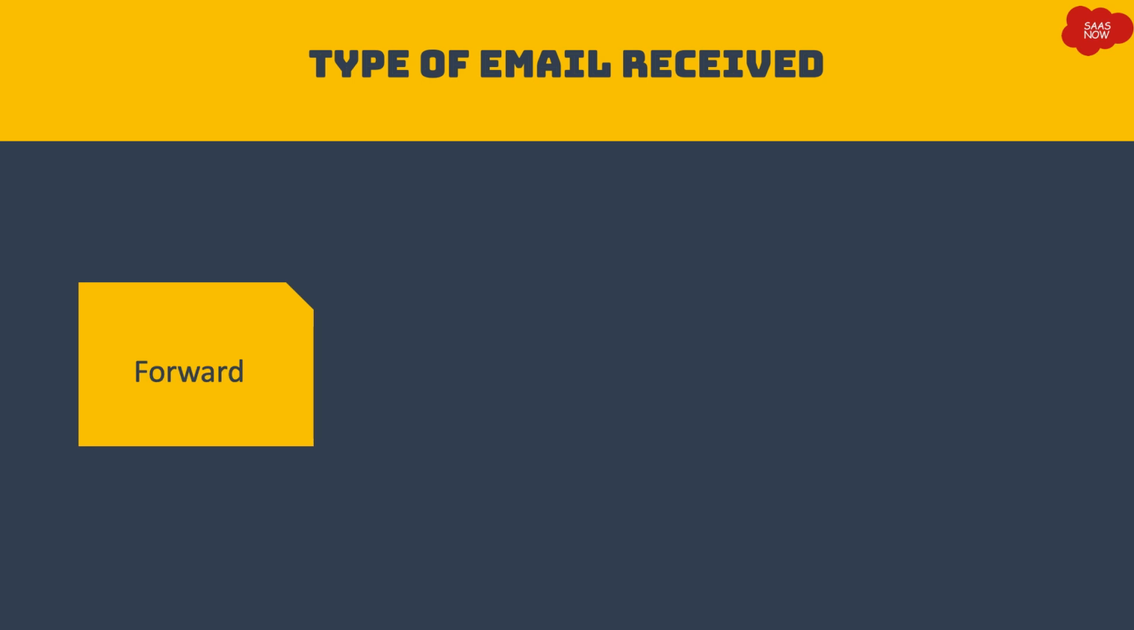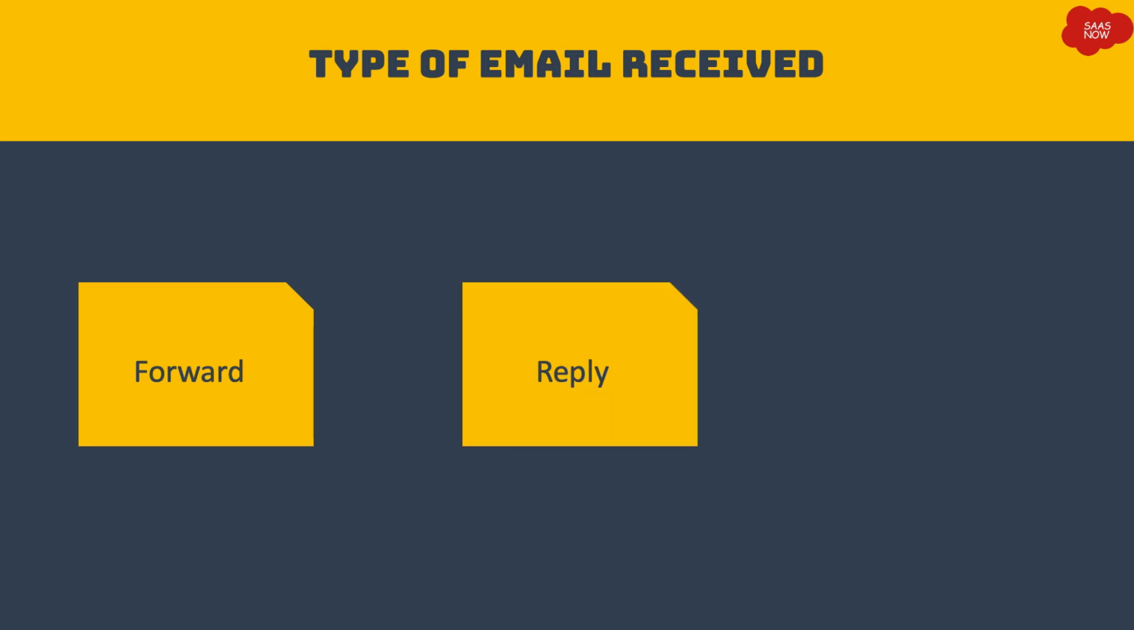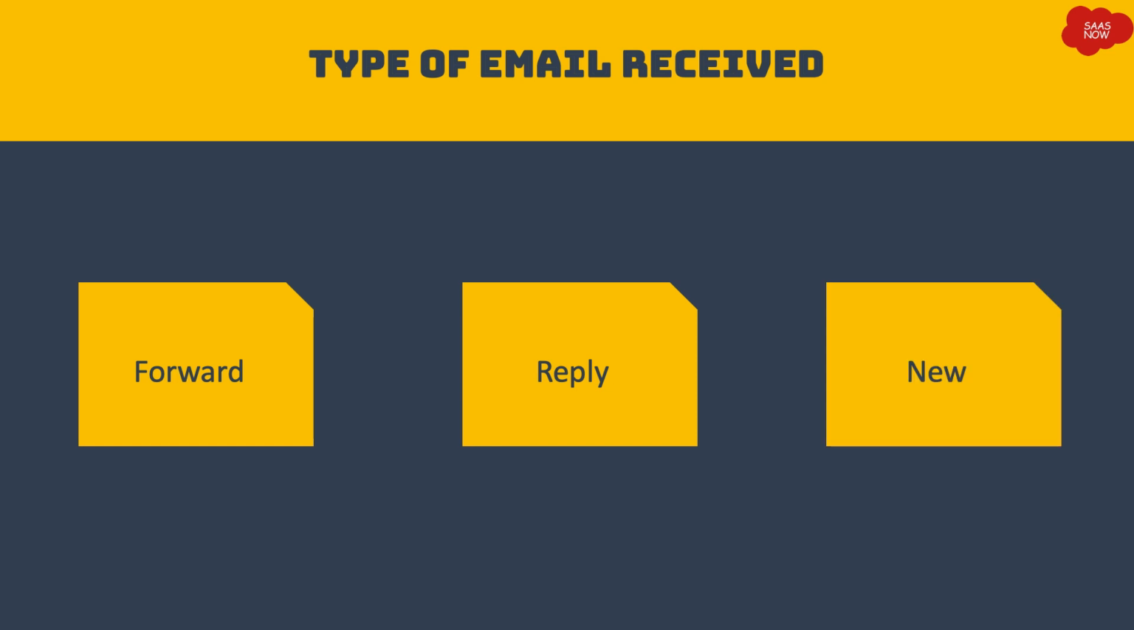Type of email received. ServiceNow categorizes emails into 3 types in order to process them. That means whatever emails we get into ServiceNow, it basically categorizes into 3 categories. First one is forward. Then we have reply. And the last one we have is new.